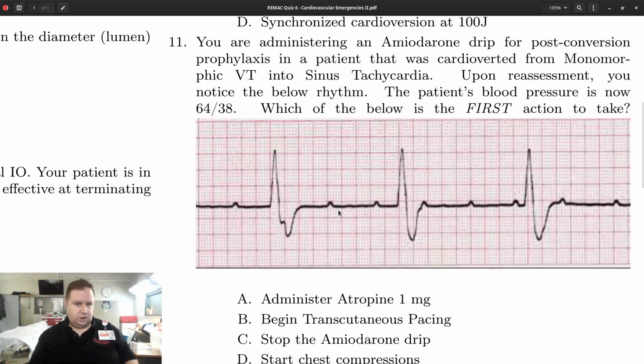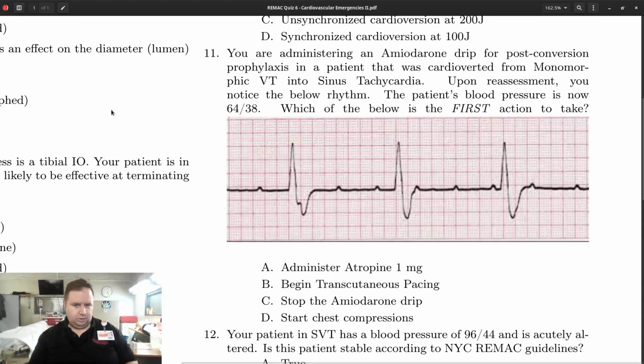Okay, number 11, you're administering an amiodarone drip for post-conversion prophylaxis in a patient that was converted from monomorphic v-tac into sinus tac. Okay, fair enough. By the way, that is something that we're supposed to do. If we have an unstable v-tac and we convert it with cardioversion, then we are supposed to give the amio drip to prophylax against recurrence of the rhythm. So, okay, upon reassessment, we now notice the below rhythm and the patient's blood pressure is 64/38. What's the first action to take?